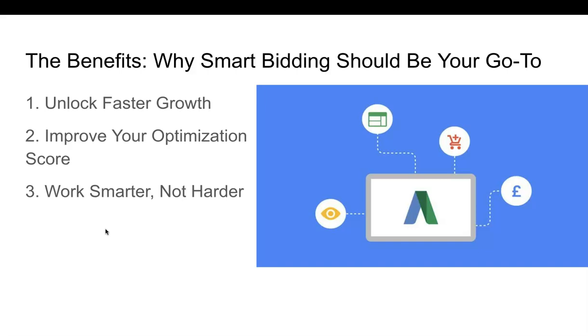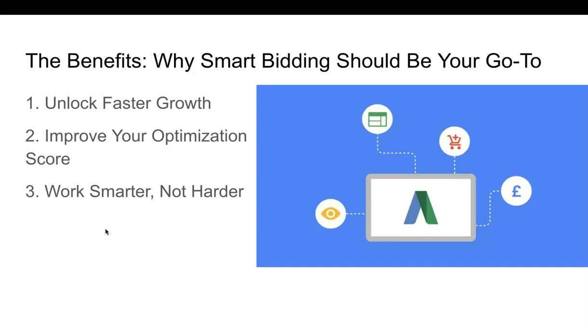Number two, it can help you improve your optimization score. Smart bidding can help you achieve a higher optimization score in your Google Ads account. This not only reflects better campaign health, but is proven to correlate with improved performance. Accounts with scores over 75% see a 3 times higher conversion rate.